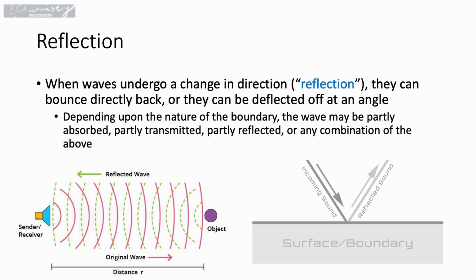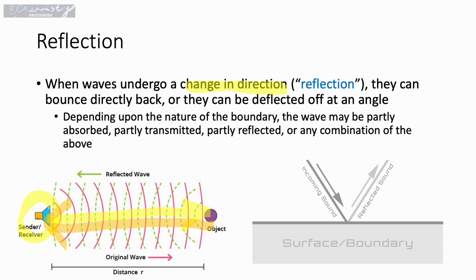Another type of movement that sound can have is reflection. When we're looking at reflection, it is undergoing a change in direction. Previously we were just bending; now we are changing direction. This can bounce directly back or it can deflect off at an angle. When we say directly back, we can imagine that we have a speaker over here, and it's going to have an original sound wave. After it hits an object or a wall, this sound wave is going to reflect directly back.